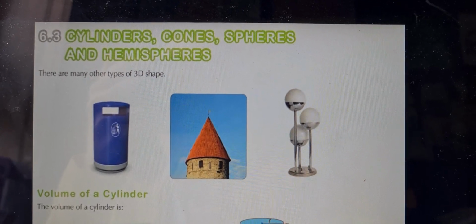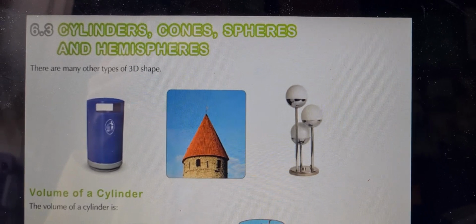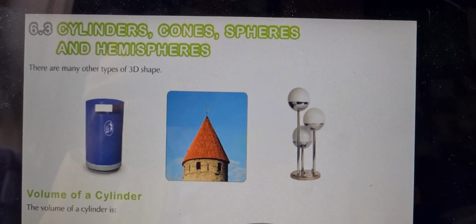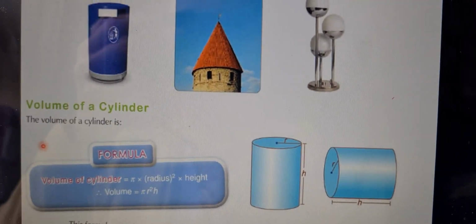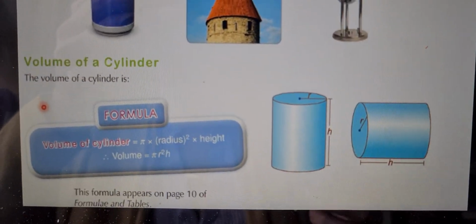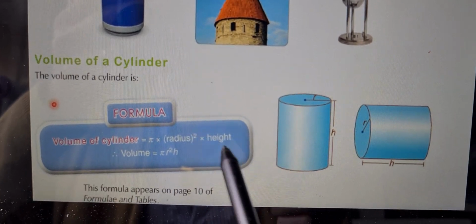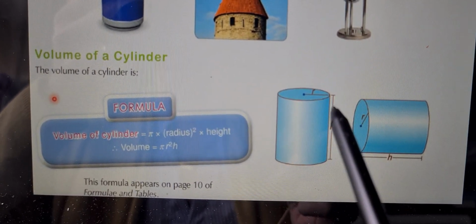Right, so we're going to look at 3D shapes. We're looking at cylinders, cones, spheres, and hemispheres. Okay, so if we look at the formula for the volume of a cylinder, it's in your log tables on page 10. Okay, it's pi r squared h. So r is the radius and h, the height, is the perpendicular height of a cylinder.